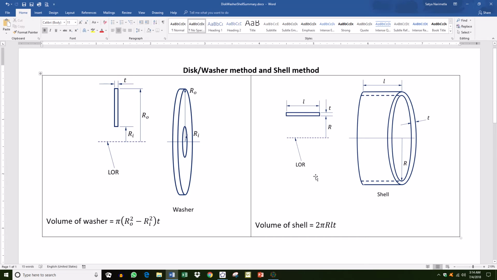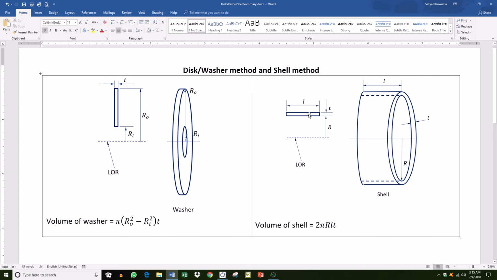R is the distance from the line of revolution to any point in the rectangle, okay? And T is the thickness of the rectangle itself. L, or probably I called it H in my problems, so L or H would be the height of the rectangle or the length of the rectangle, okay?